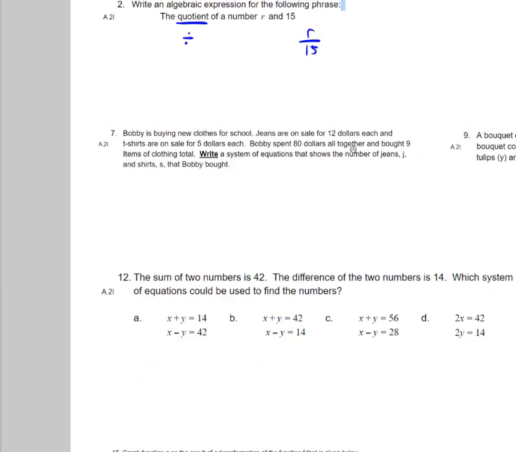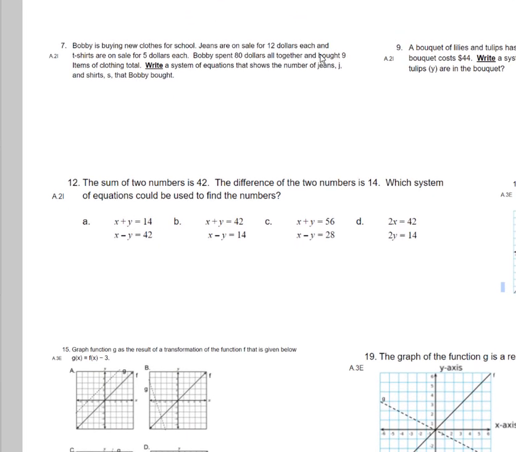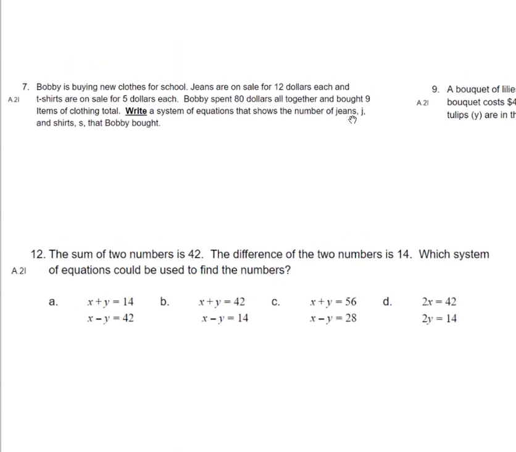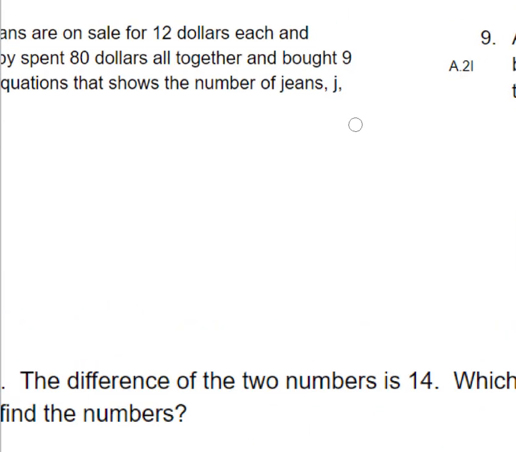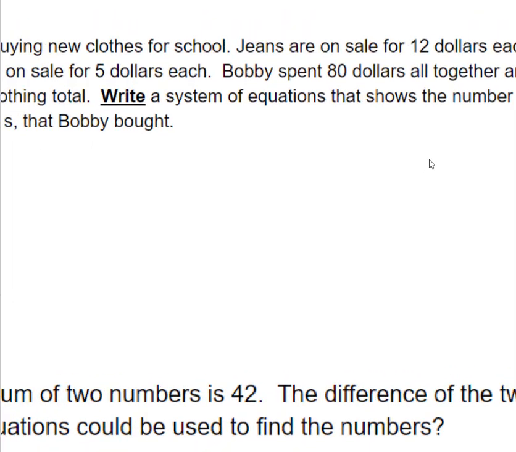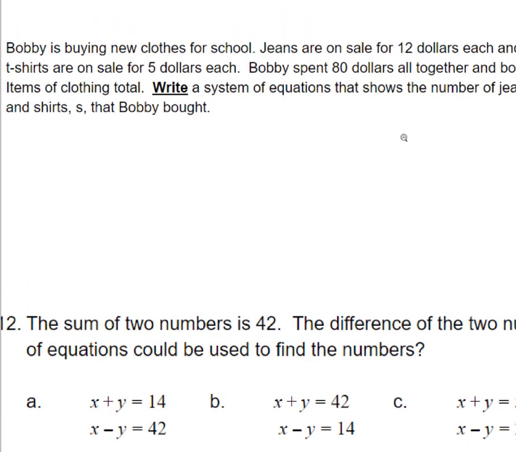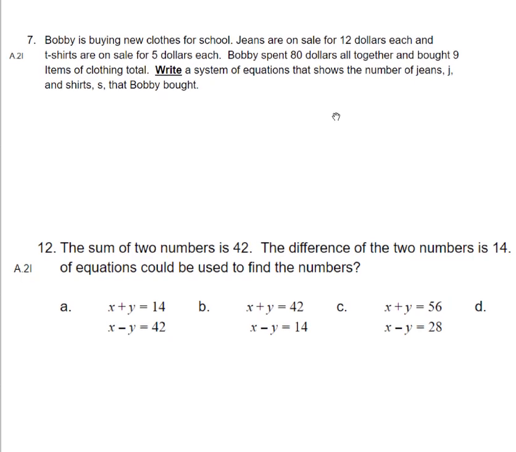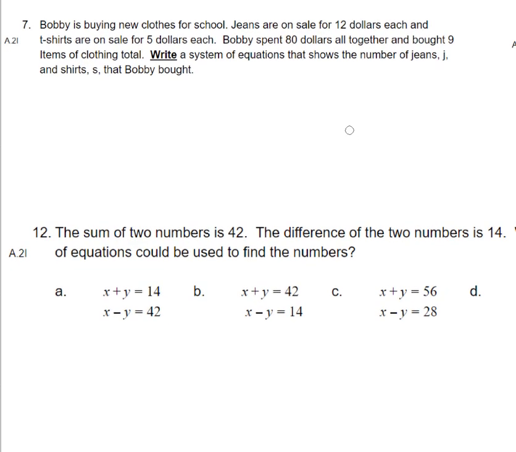Let's go ahead and move on to number 7 on the study sheet. Number 7 is actually kind of fun. Let me make sure I didn't miss any up there. I did not. Okay, perfect. Number 7 is about Bobby, who is going to school, so he's buying new clothes for school. Isn't that always fun? I love doing it. You know you do too.